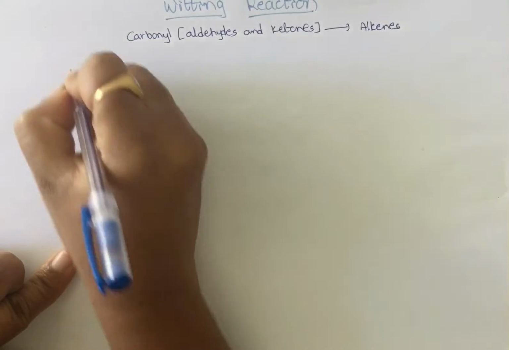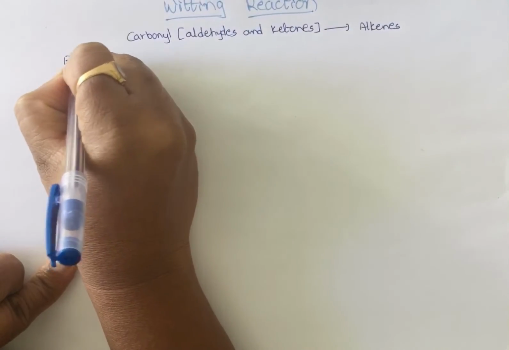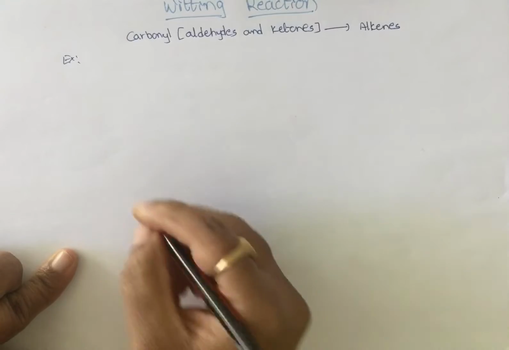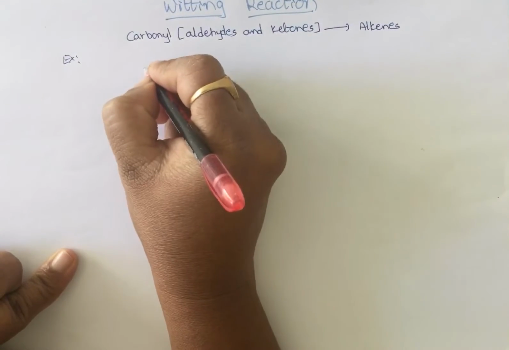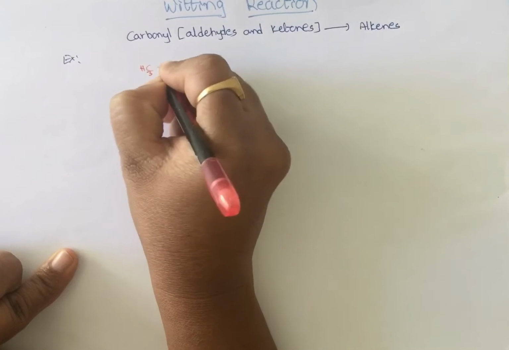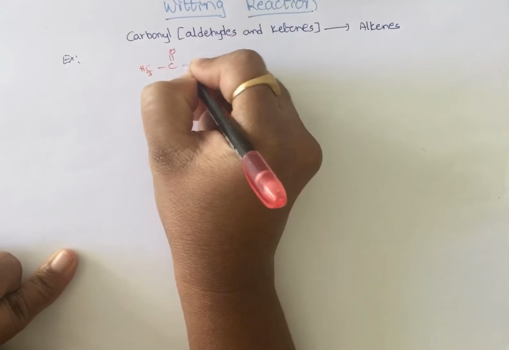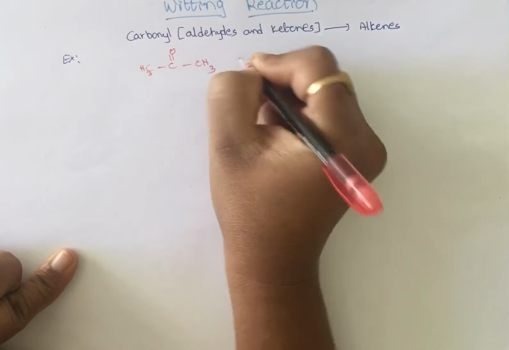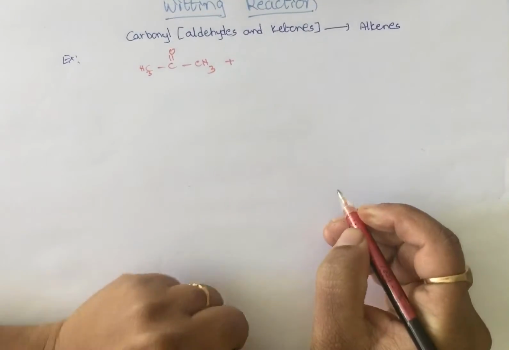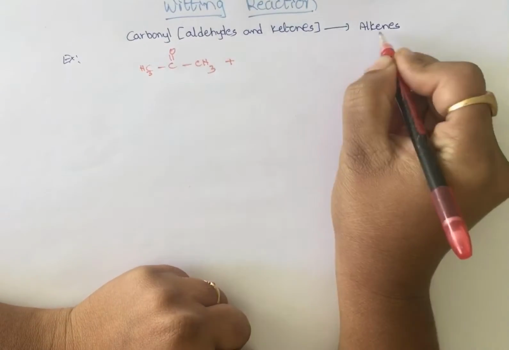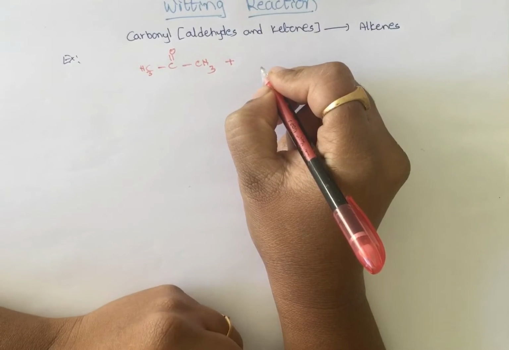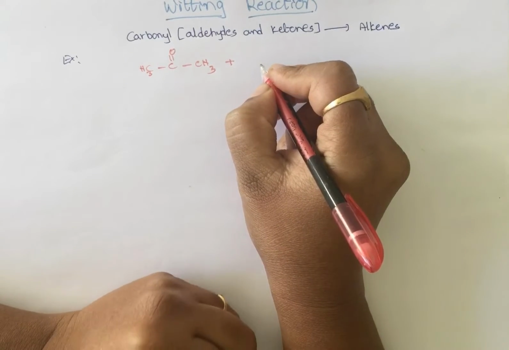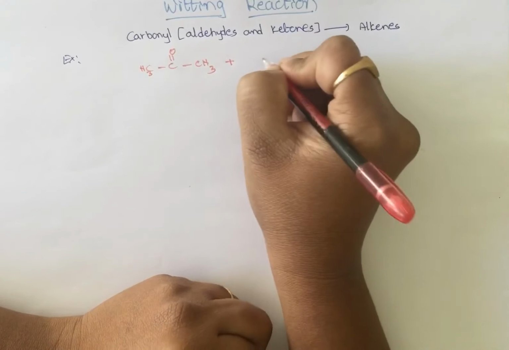Let us see one of the simple examples of the Wittig reaction, where in this reaction, what reactant do I need to take? An aldehyde or ketone. So let us take one example, that is acetone, a ketone example I am taking here. How can I convert the carbonyl compound into an alkene? I need to react it with always an ylide, mainly phosphorus ylides. So I will explain what is an ylide.